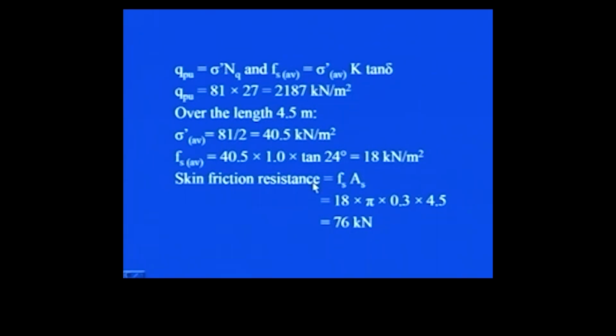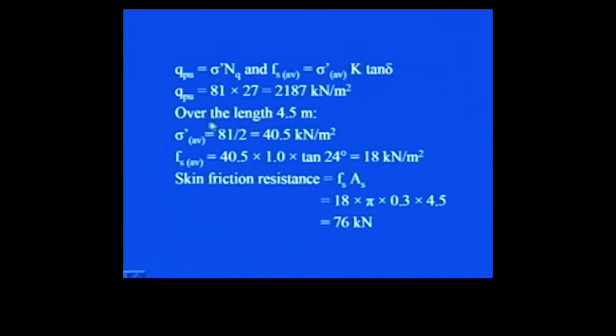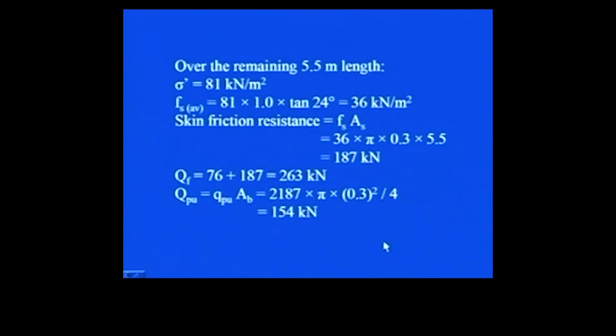So you have to simply multiply this unit resistance by that particular area, which is pi diameter and the length on which it is acting. So between 0 to 4.5 meter one value, and then 4.5 to 10 meter another value. Here it is over the length of 4.5 meter we are talking of. So over a length of 4.5 meter, you are getting this 76 kilonewton as skin friction resistance.